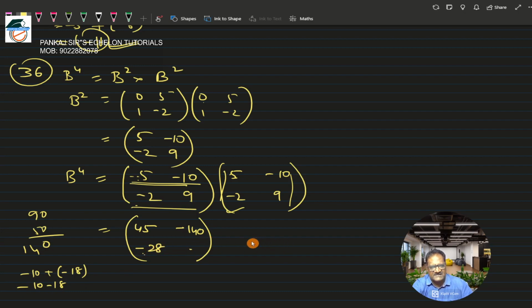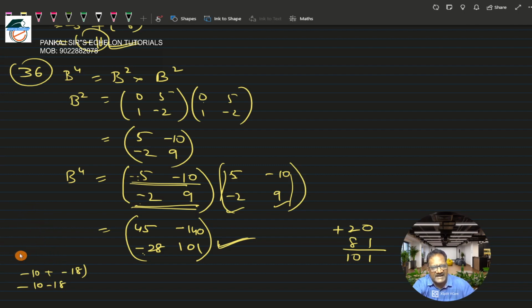And this place you'll have to fill up second row, second column. Minus 2 into minus 10 will be plus 20, and 9 nines are 81. So you have to add this, 101. So this is your final answer for b raised to 4. So b raised to 4, let me check 36. The answer is 45, minus 140 in the first row. In the second row it is minus 28 and a 101. Absolutely correct.